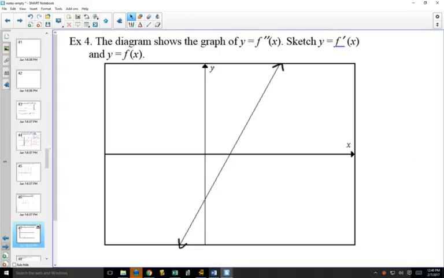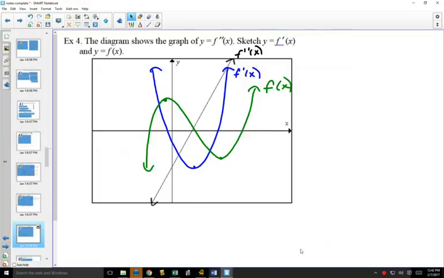Now we're working all the way backwards. We start with the second derivative and move up to the original function. All right, so there is the first derivative and the original function. How do we get that?